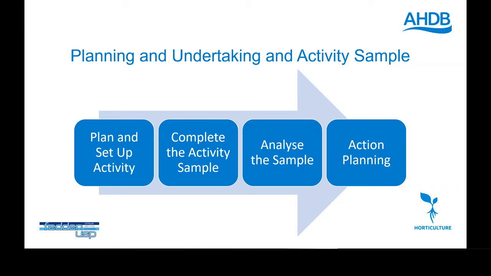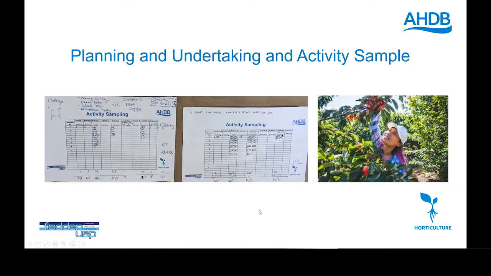Okay, let's carry on then. There are 4 stages to doing this: planning and setting up the activity, completing the activity sample, analyzing the data, and action planning. So we're going to go through each of these in turn. First of all, planning and undertaking the activity sampling.